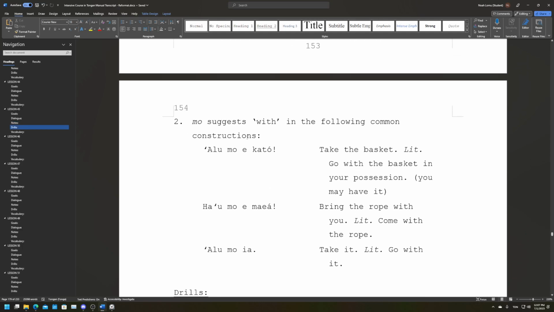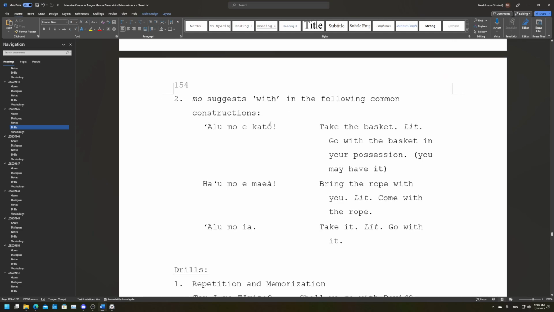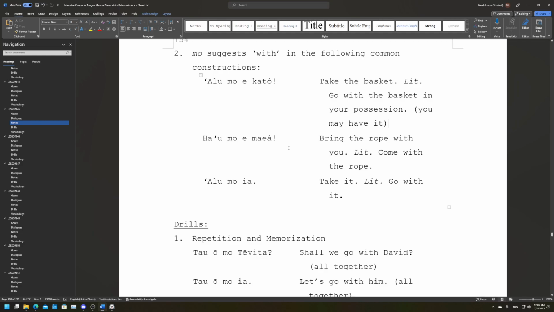So mo suggests with, like I mentioned earlier. So alo moi kato is take. You can see the translation is take the basket, right? But literally it means go with the basket, like go and, along with the basket in your possession, which means you may have it basically. But it's not very common in English.